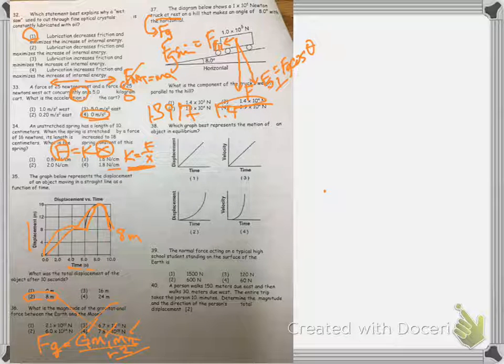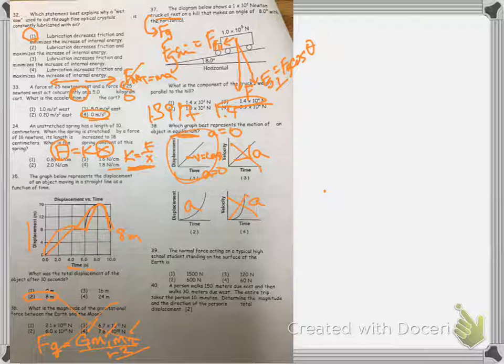Which graph best represents the motion of an object in equilibrium? Equilibrium means F net is 0 and a is 0. If a is 0, this is not a good answer because this is showing acceleration. That's not good. This one is showing acceleration. This one is showing v is constant. And v is constant means a is 0. That's our answer.